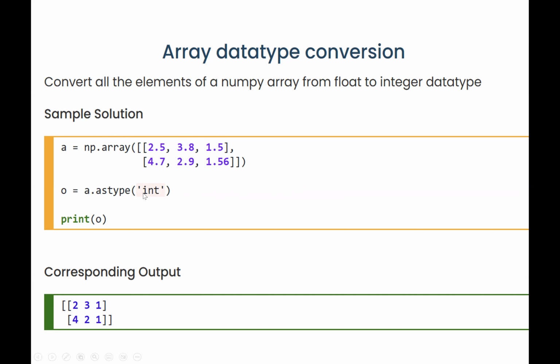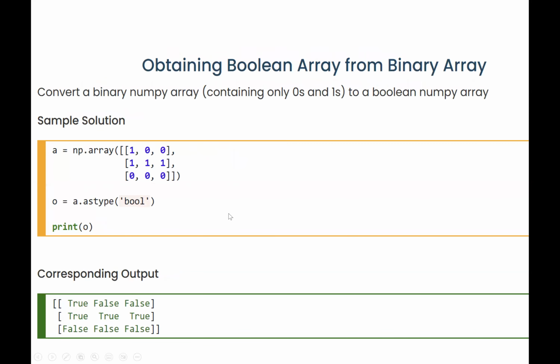And then we specify the type as an argument. Here we want to convert it to int, a whole number. When we finish, we assign the result to a variable named O, sorry, it's named O. Remember, a variable name cannot start with a digit. So we print the O, and we can see that 2.5 becomes 2, 3.8 becomes 3, and so on. We are removing all the decimals. We are not going to approximate it. We are going to remove it. So that will be the output here.